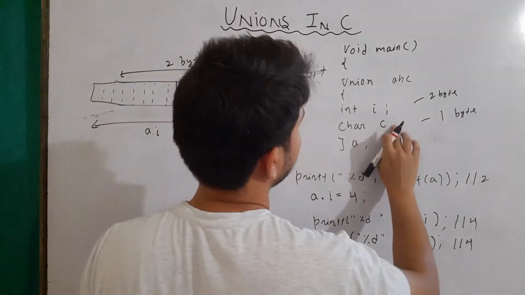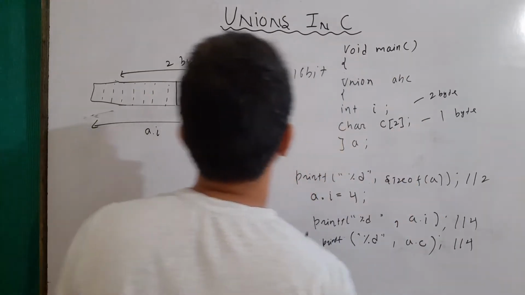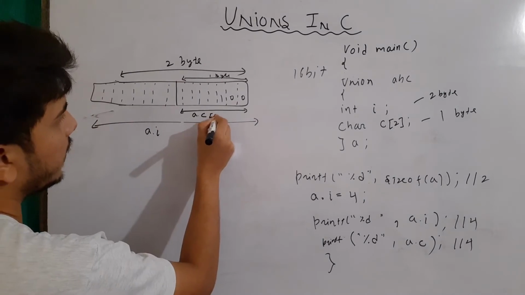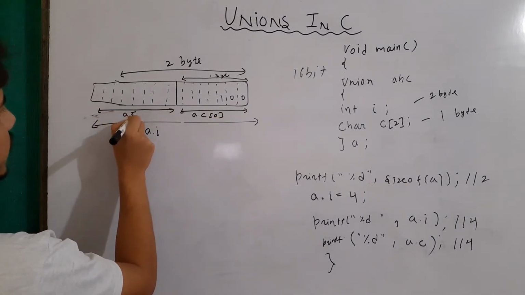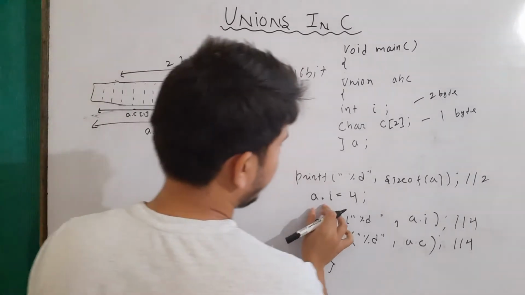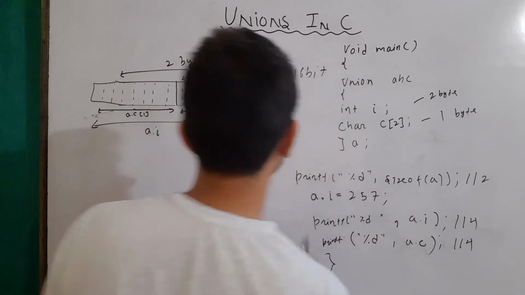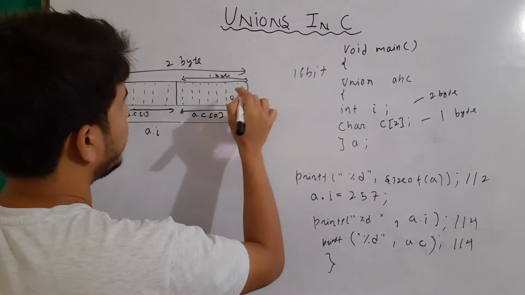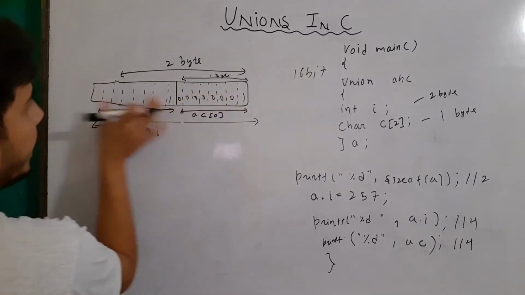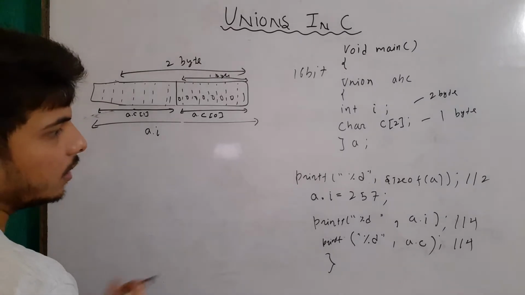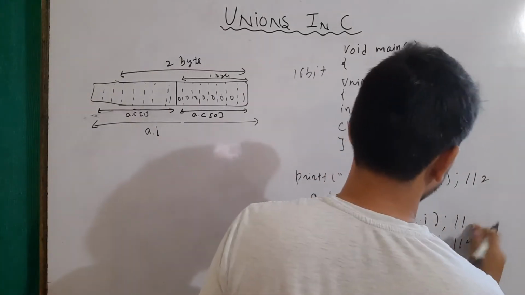Similarly, let's say instead of c I make an array and write c[2]. So this will be for a.c[0] and this will be for a.c[1], right? And let's say here I am writing a.i equals 257. Now the binary equivalent of 257 will be 1 0 0 0 0 0 0 and 1, and all the rest will be 0, right? So now if I do printf %d a.i, it will give me output as 257.